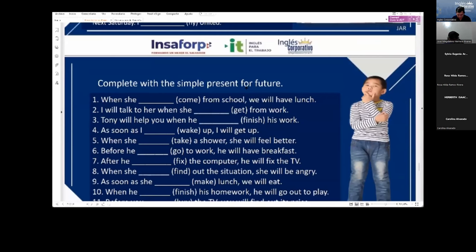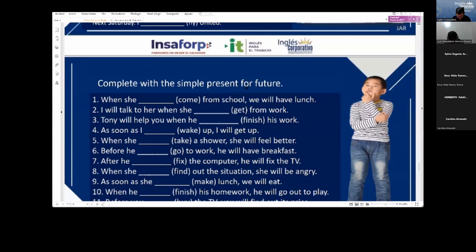As soon as I wake up. When she takes a shower, she will feel better. Number six. Before she goes to work, he will have breakfast. After he fixes the computer. Después que repara la computadora, él puede repararla, o él va a reparar la televisión.